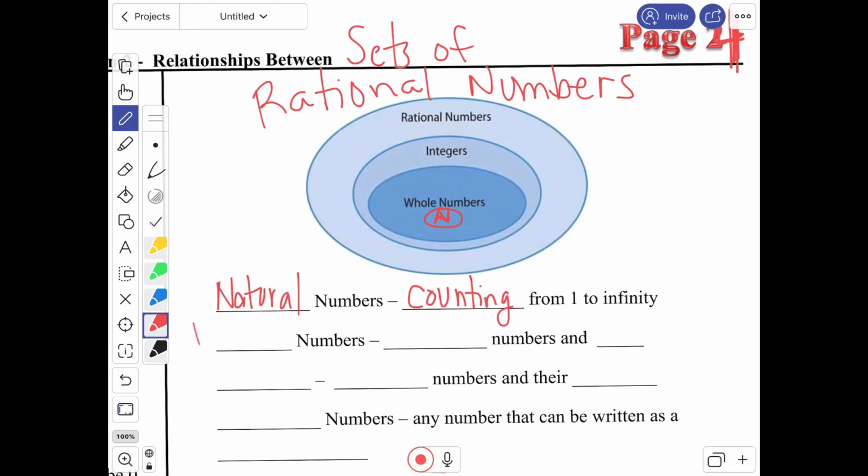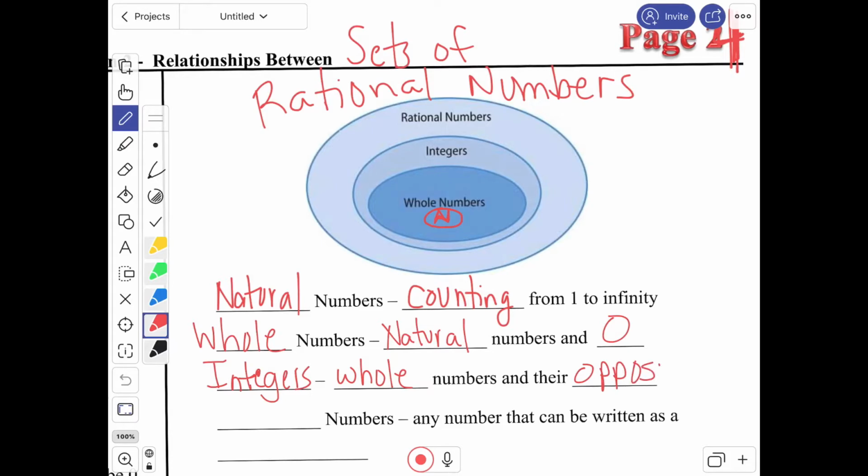Outside natural numbers is whole numbers, which are all the natural numbers, so all of our counting numbers, and 0. So the only difference between natural numbers and whole numbers is that whole numbers include the number 0. And then outside whole numbers is integers. And integers are all the whole numbers and their opposites.